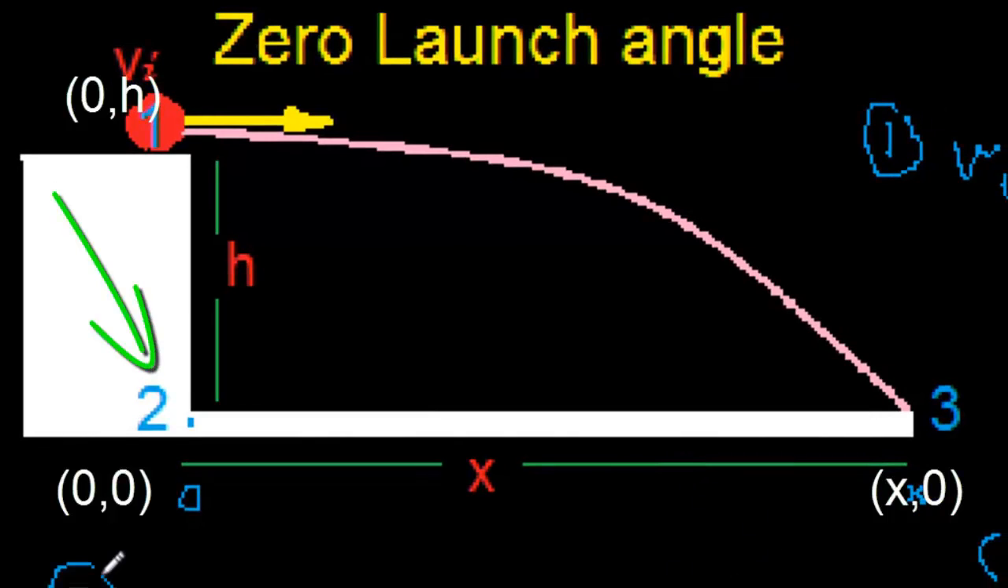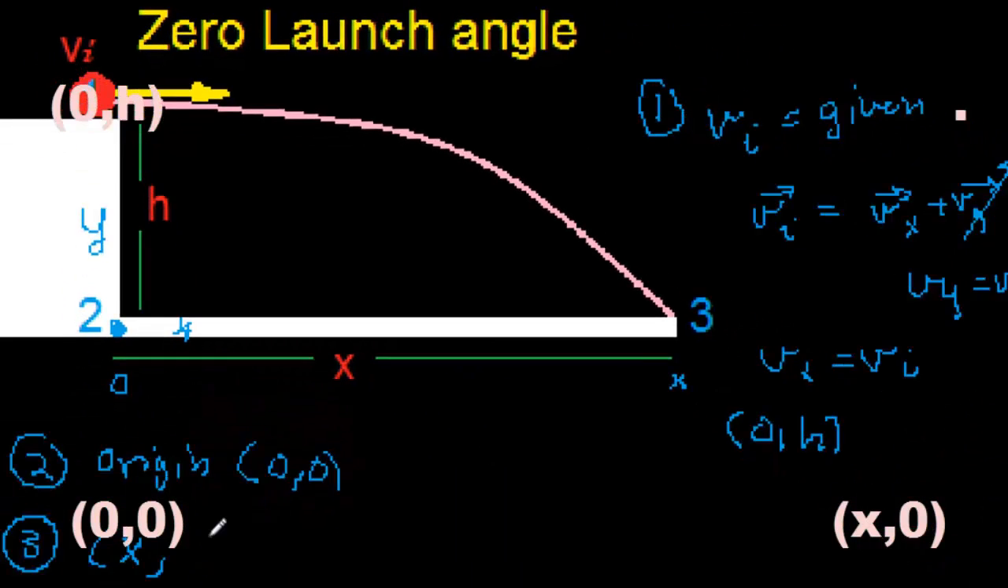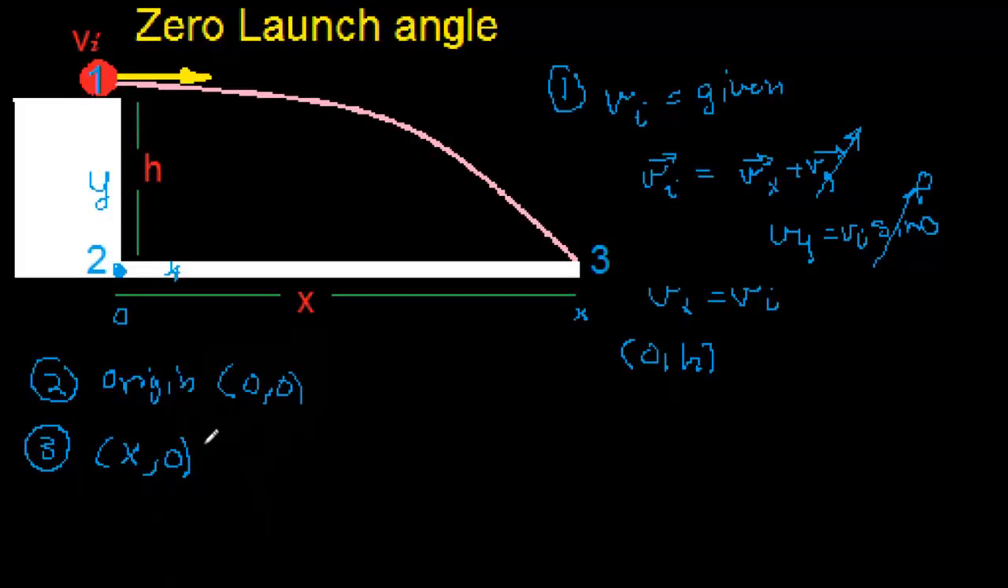Point number 2 is the origin, which means this is the y-axis and this is the x-axis. And this point here is 0 for y and 0 for x. So the coordinates at this point are 0 and 0. Point 3, the coordinates at point 3 would be x for the x direction, which is the range, and 0 for y. Let's try to derive the equations of motion for this special case.